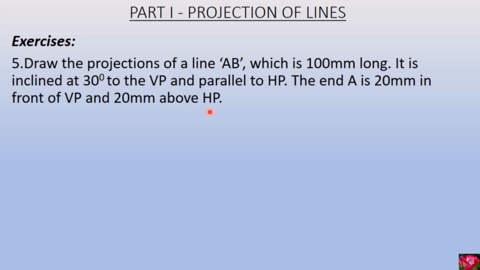This is very similar to the previous question, but the only thing is angle of the line is given with respect to the vertical plane but not the horizontal plane, and it is mentioned that it is parallel to the horizontal plane. So we'll see its explanation.